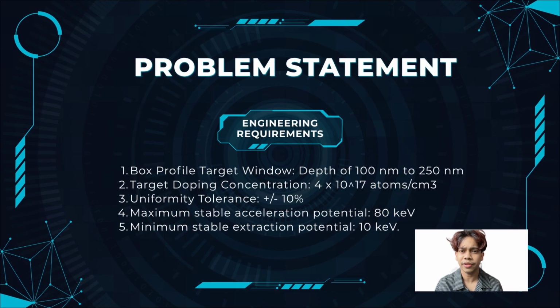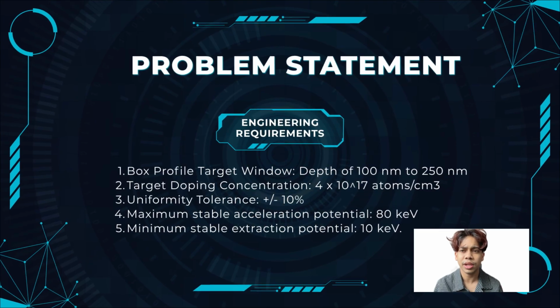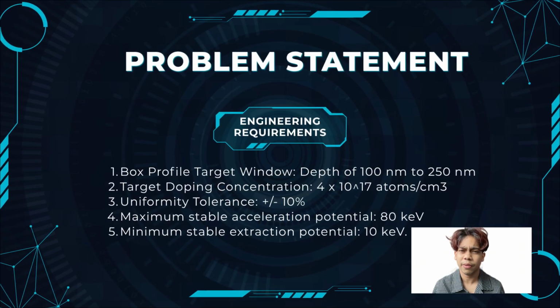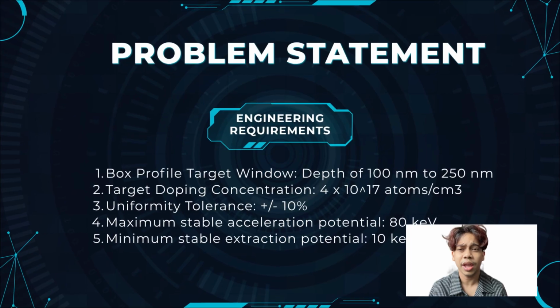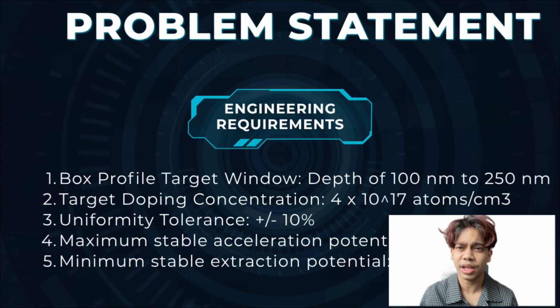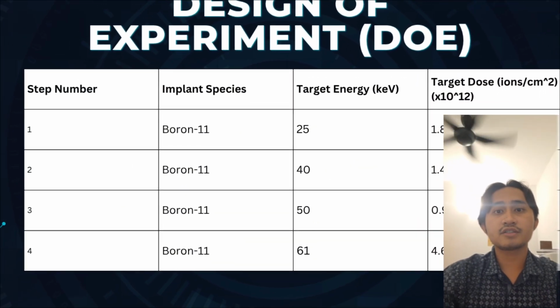To achieve this perfectly flat box-like profile, we cannot just use a single ion implantation step. We have to simulate and design a multi-energy implant strategy. However, we are bound by a hard constraint. Our ion implanter has a maximum stable acceleration potential of 80 kilo electron volts and a minimum stable acceleration potential of 10 kilo electron volts. Now I will walk you through the physics and design of our implantation recipe.